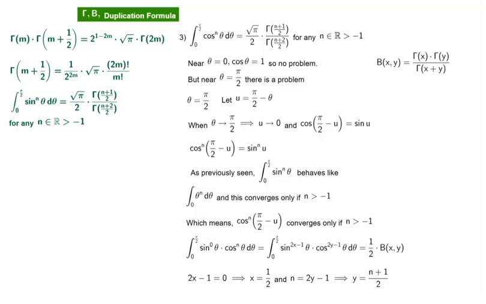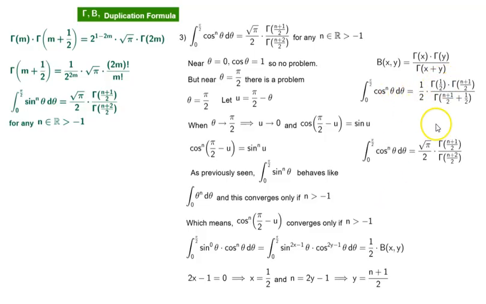So, we can now write integral from 0 to pi by 2 of cos n theta d theta is equal to, here gamma of 1 by 2 is equal to root pi. So, we have root pi by 2 times gamma of n plus 1 by 2 divided by gamma of n plus 2 by 2. Which is what we had to show. So that is another piece of information that we have now.